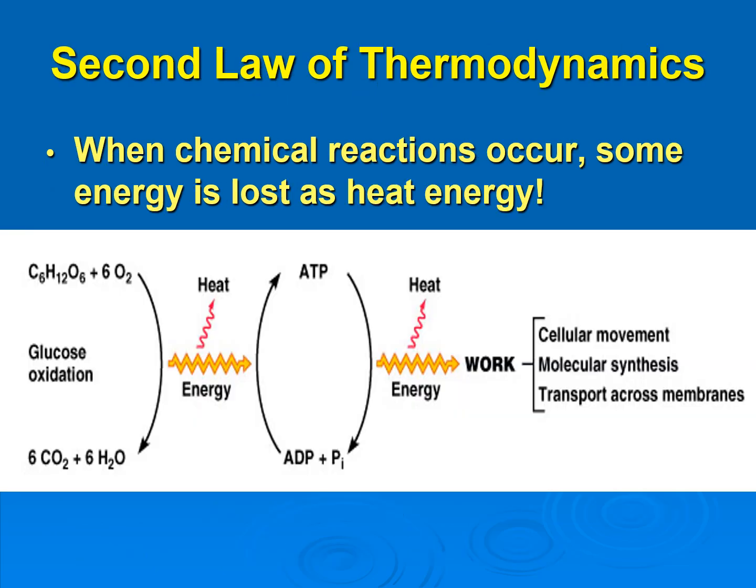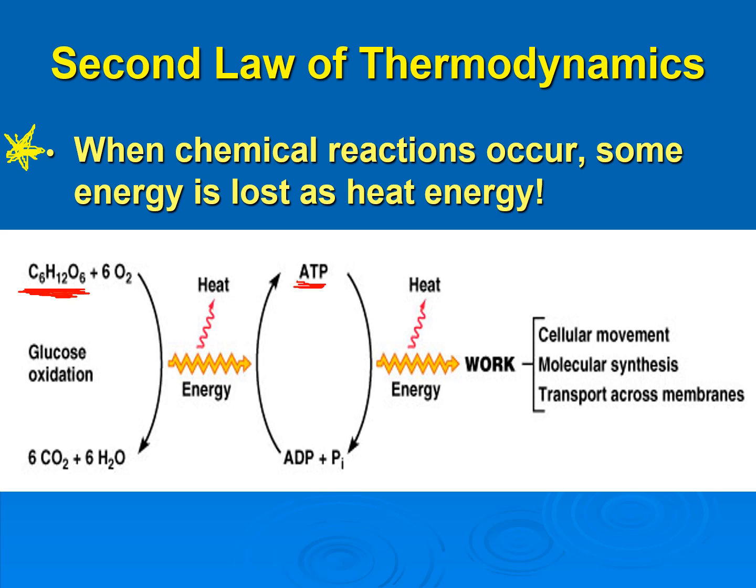So when chemical reactions occur, some energy is lost as heat energy. So this is important to remember for the test as well. So you can see that we've got some glucose here that maybe we've eaten, and we're going to break that down. And as we break down all the chemical bonds holding the glucose together, we're going to release that energy stored in the glucose. And then we're going to temporarily store that energy as ATP.